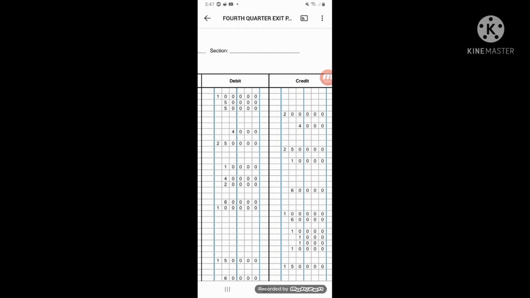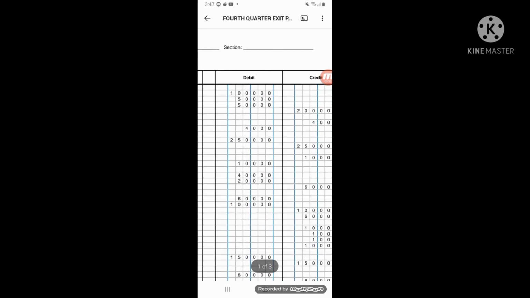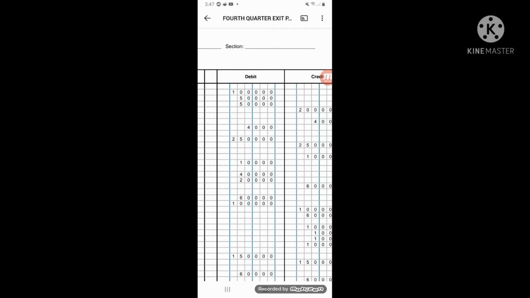Compound journal entry: one debit and two or more credits, one credit and two or more debits, or two or more debits and credits. That is a compound journal entry.